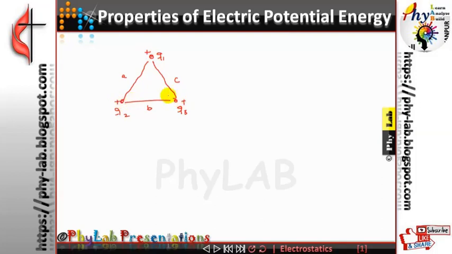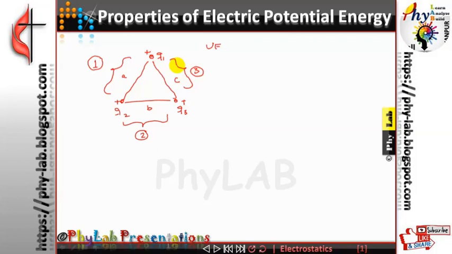So if I am looking for the potential energy of the system, how am I going to find it? The potential energy of the system is going to be the sum of all the potential energies between the pairs of charges. So how many pairs have I got? This is my first pair, let me label it as 1. This is my second pair, let me label it as 2. And this becomes my third pair, let me label it as 3.